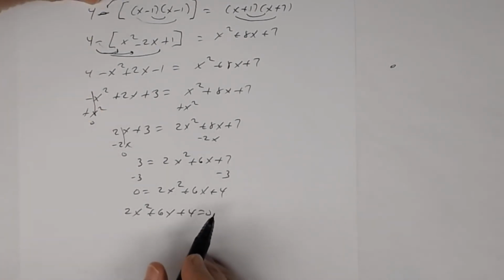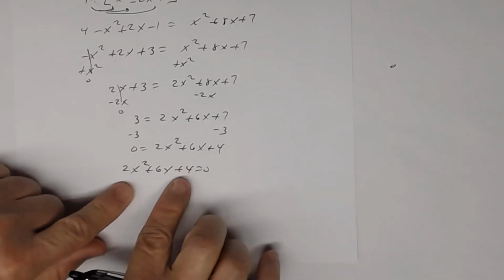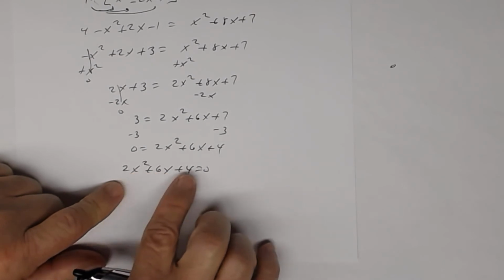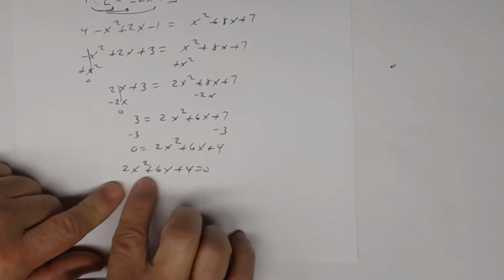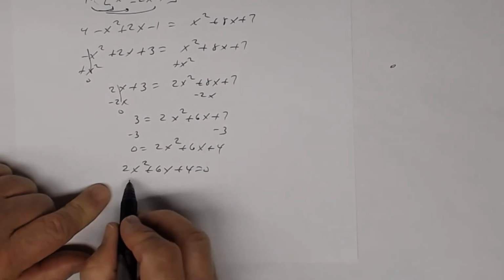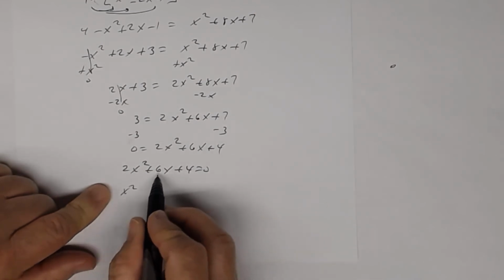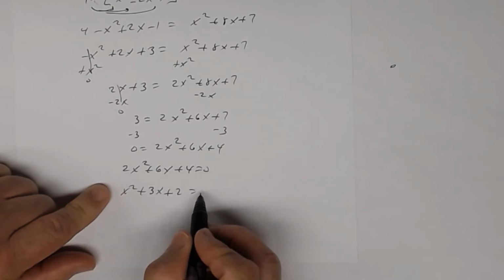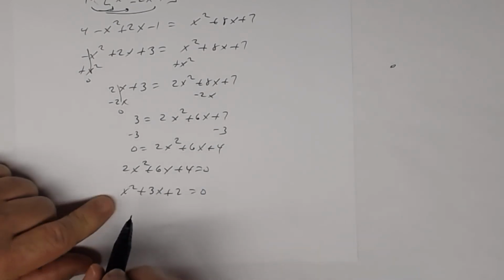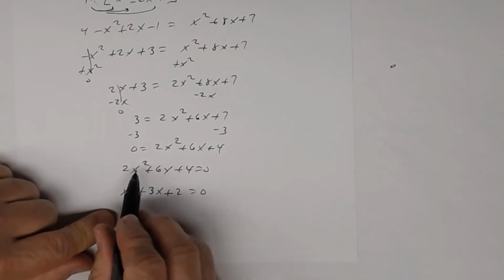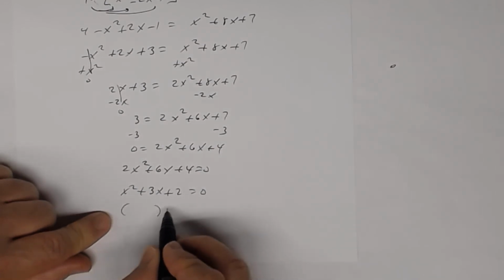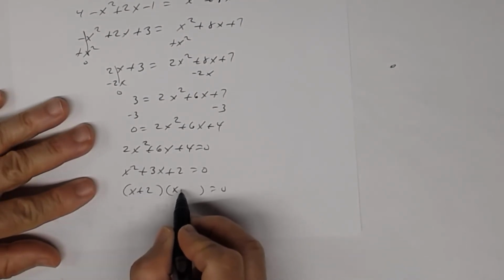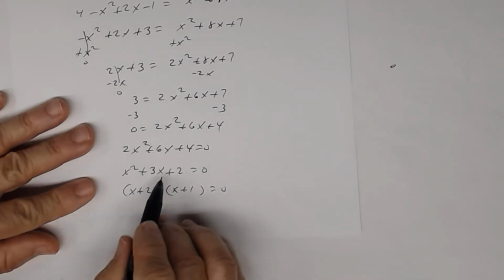Okay. Now I want you to notice something though. I can factor this as I see it. But notice that every term is divisible by 2. So I'm going to go ahead and divide everything by 2. So 2x squared divided by 2 is x squared. 6x divided by 2 is 3x. 4 divided by 2 is 2. And 0 divided by 2 is 0. And what you do to one side, you do to the other. And it's easier to factor this one than it was this one. So when I factor this, here's what I get. I get x plus 2 times x plus 1 equals 0. So that's how you factor this.